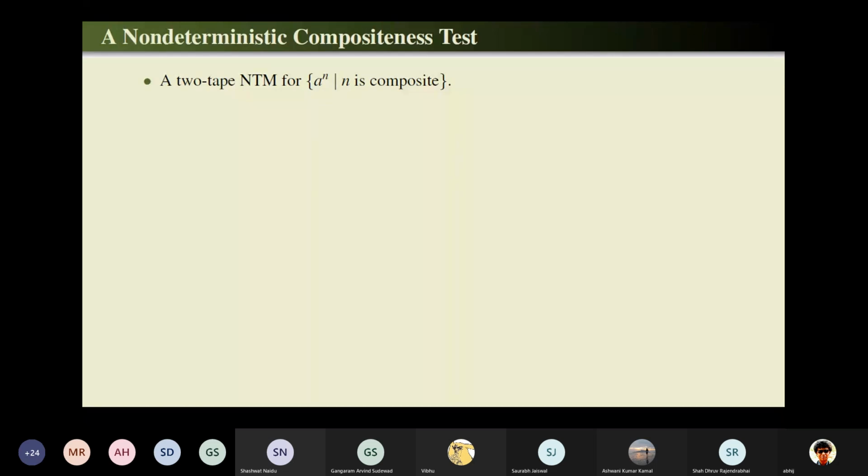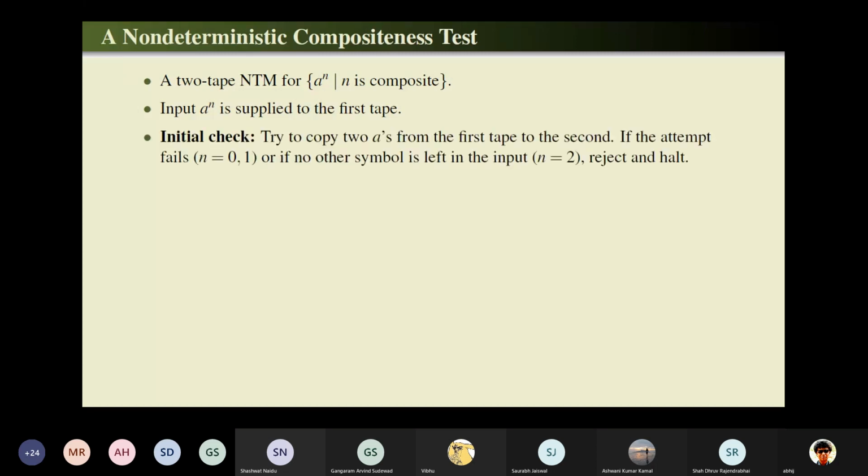So what this machine does, because a multiple tape machine may be simulated by a single tape machine, I can design multi-tape machines whenever it makes sense, whenever it simplifies life. So I will design this as a 2-tape machine. Input a^n is supplied to the first tape. Initially, you just check whether n is 0 or 1, then simply reject. Okay. 0 and 1 are not composite.